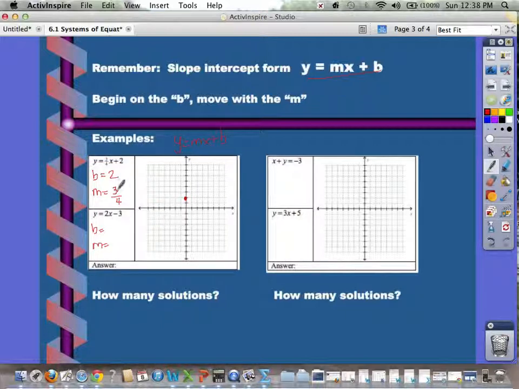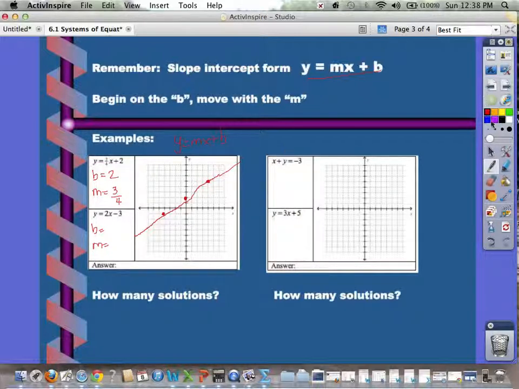Then I'm going to move on my m. Go up 3 because it's positive, and then right 4. So I'm going to go 1, 2, 3, 1, 2, 3, 4, put a dot. Okay, I want to probably go the opposite direction too, just to make sure that my line is long enough. So I'm going to go 1, 2, 3, 1, 2, 3, 4, put a dot. Draw a really long line.